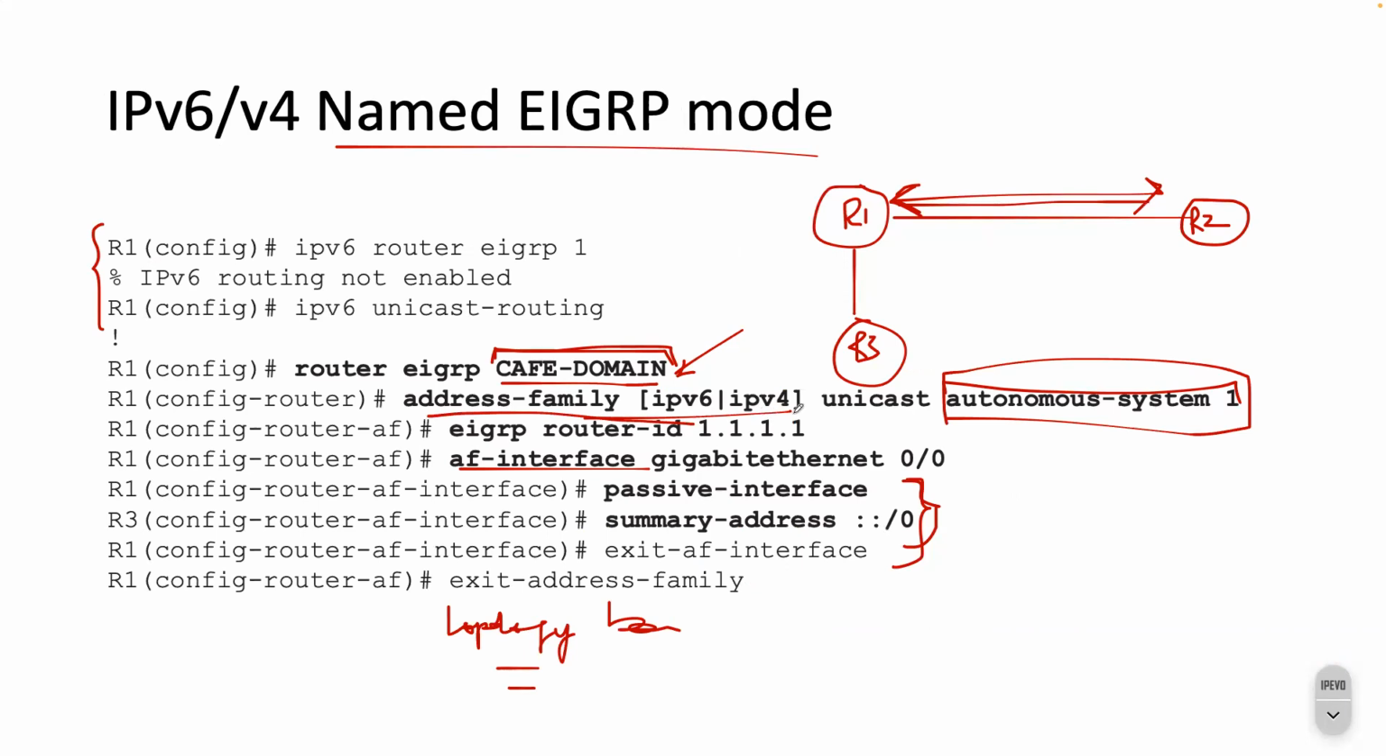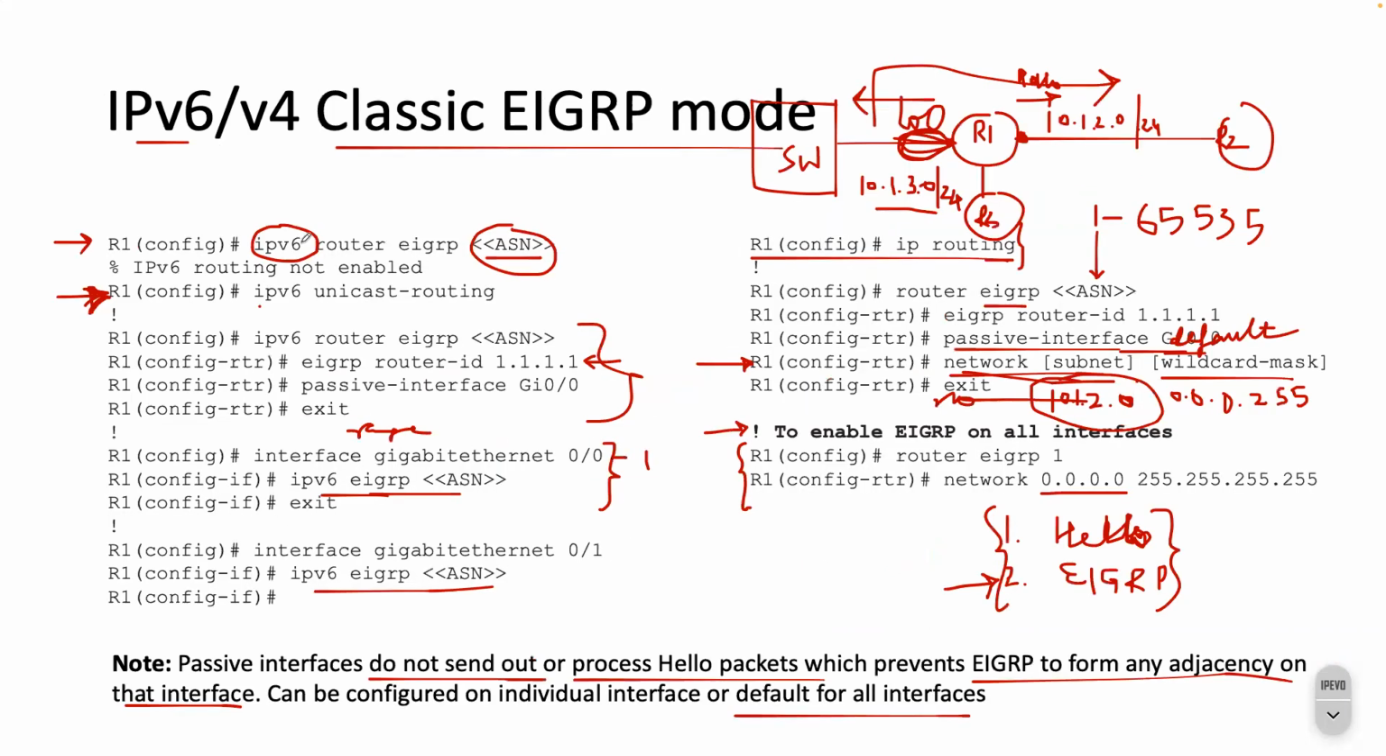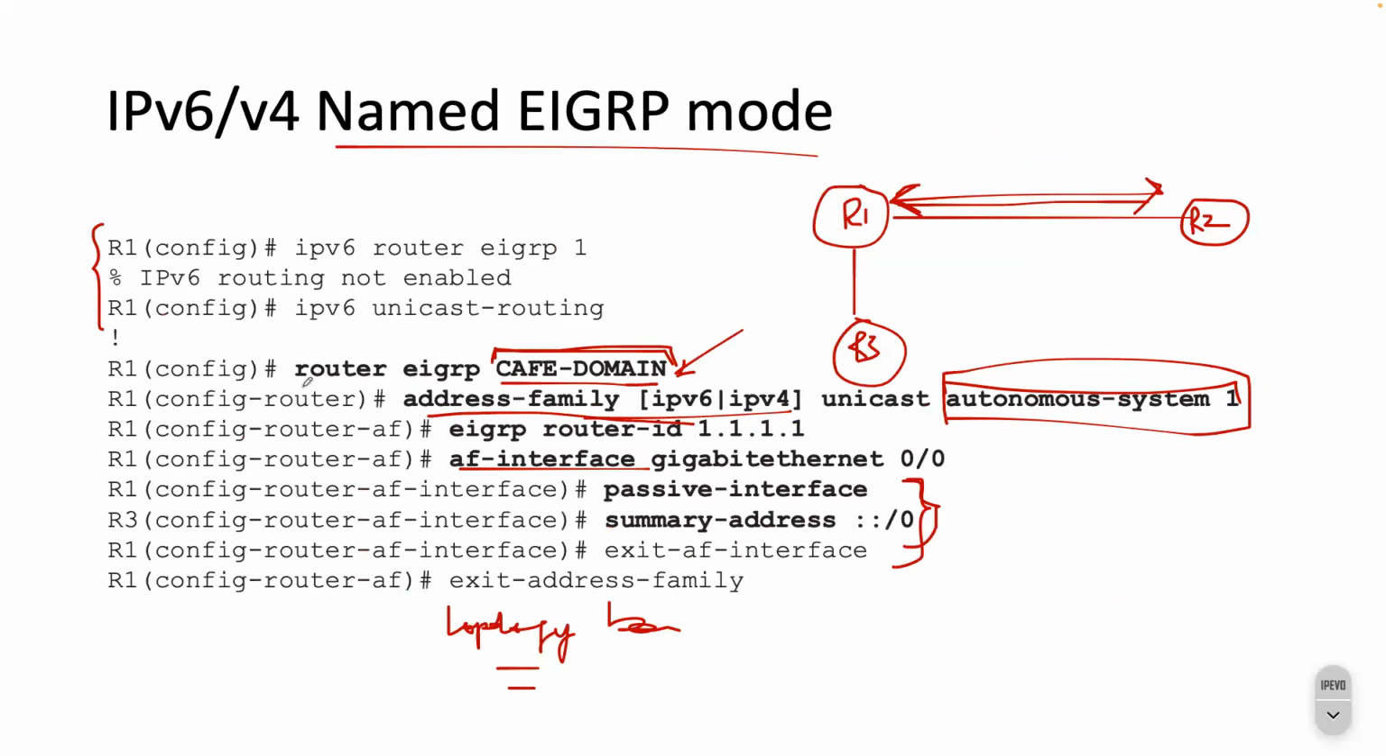What is the mode? Because in classic mode, you remember we were having two different commands. Altogether a different EIGRP I need to run: IPv6 router EIGRP or router EIGRP. For IPv4 it was different, for IPv6 it was different. But in named mode, you can have a single EIGRP domain. Under that, you can run both IPv4 as well as IPv6.